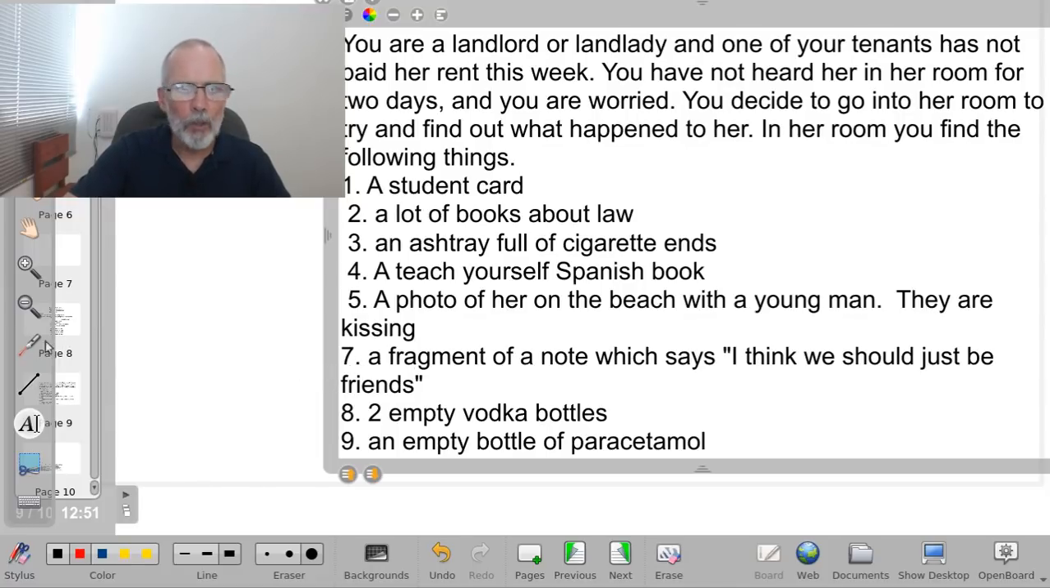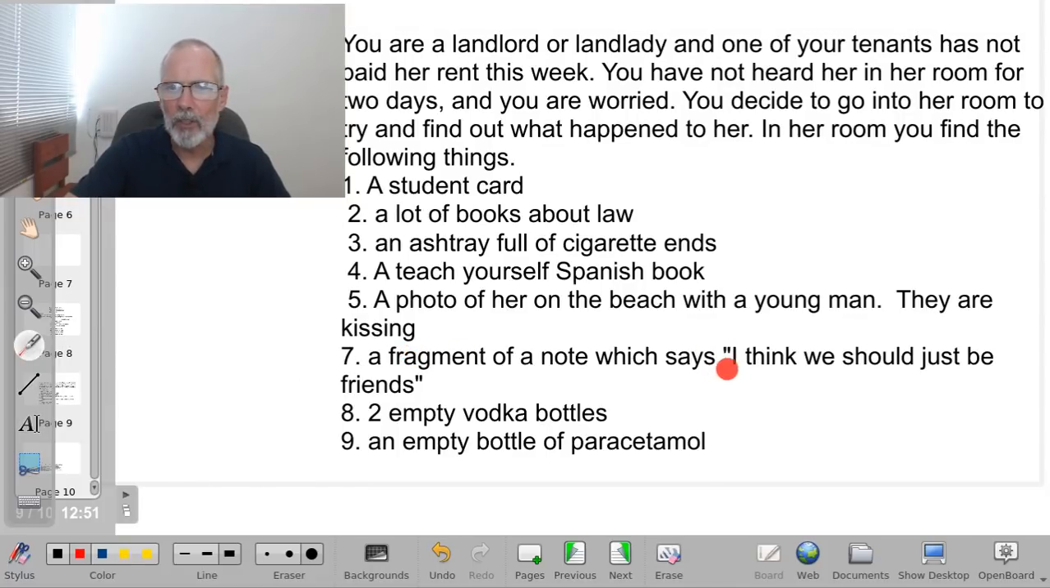A fragment of a note which says, I think we should just be friends. Two empty vodka bottles, an empty bottle of paracetamol. So the person is missing. We don't know anything about this person, but from these things, we can make assumptions.